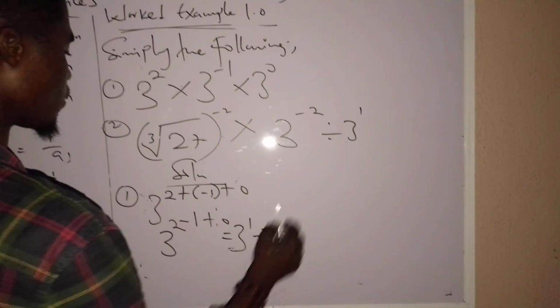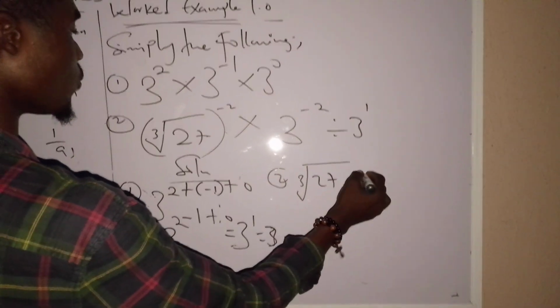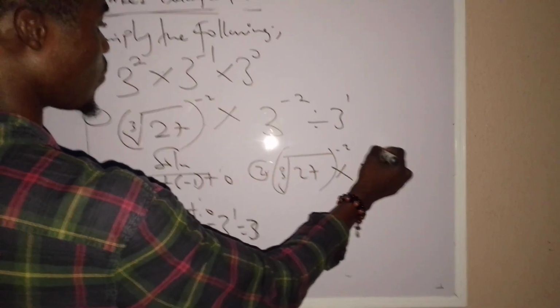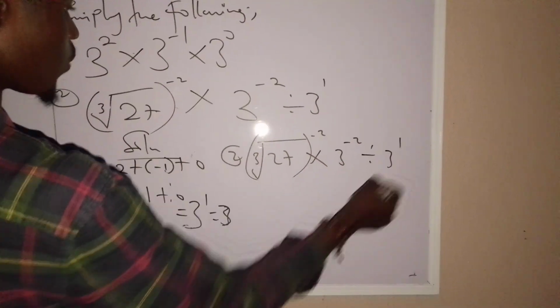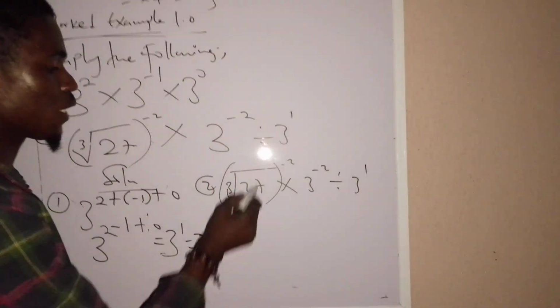Alright. So that's it. So number 2, we have cube root of 27, everything raised to power minus 2, times 3 raised to power minus 2, divided by 3 raised to power 1. How do you solve this problem? It's very easy. Change the one inside the bracket to index.